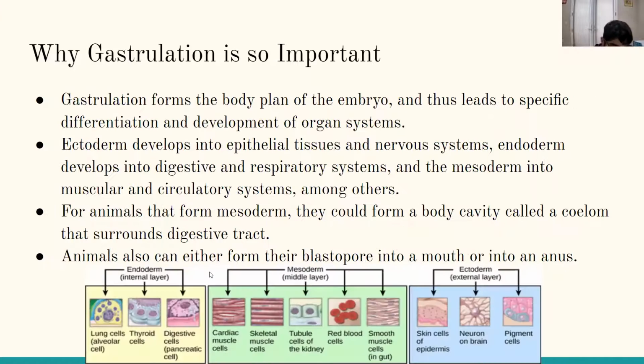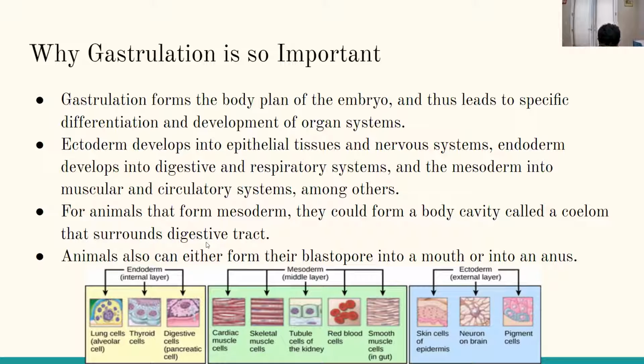Now you may be wondering why, out of all of the things to develop, the process that forms the digestive tract is the most important process in embryonic development. Well, that's because it forms a sort of body plan for the embryo. And by arranging cells into germ layers, it creates this body plan which eventually allows differentiation and forming of different types of tissues.